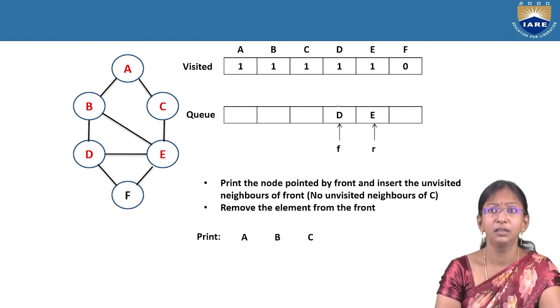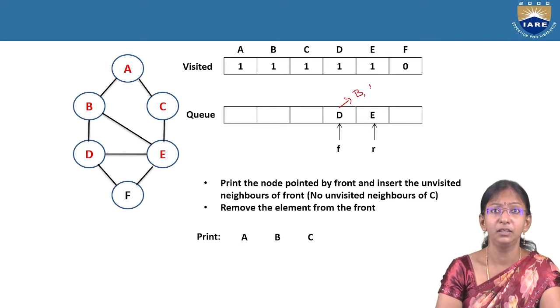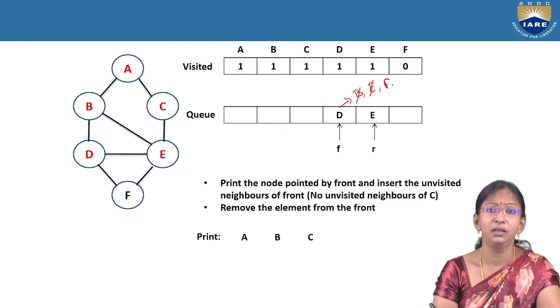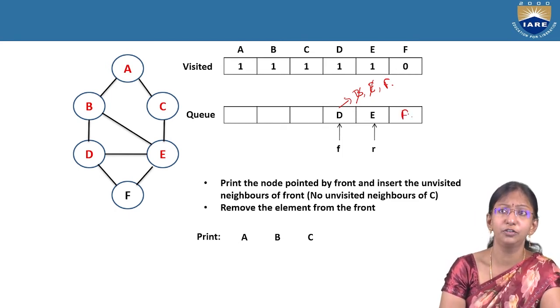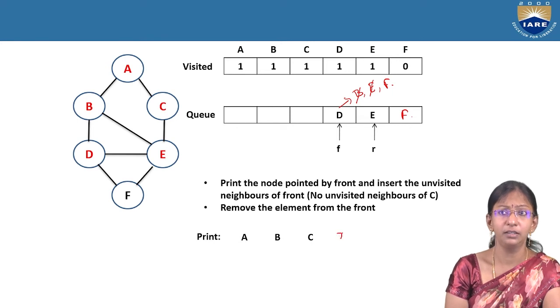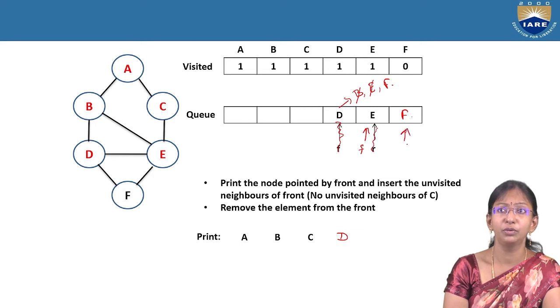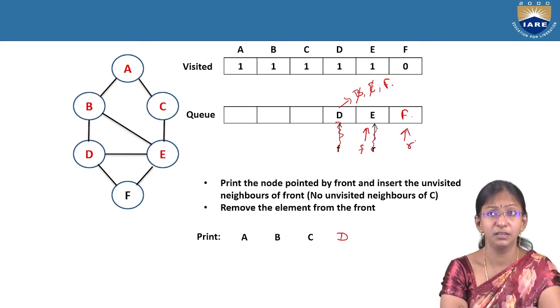Now, the front element is D. Who are the neighbors of D? B, E, and F. Then who are the unvisited neighbors of D? B and E are already visited. Only F is the unvisited neighbor of D. Mark an entry of F into the queue. Right? So, print the element pointed by the front, D. Remove the element at the front. So, now front is pointing to E. As I have inserted F, my rear will be pointing to F. Right? This is the current scenario.